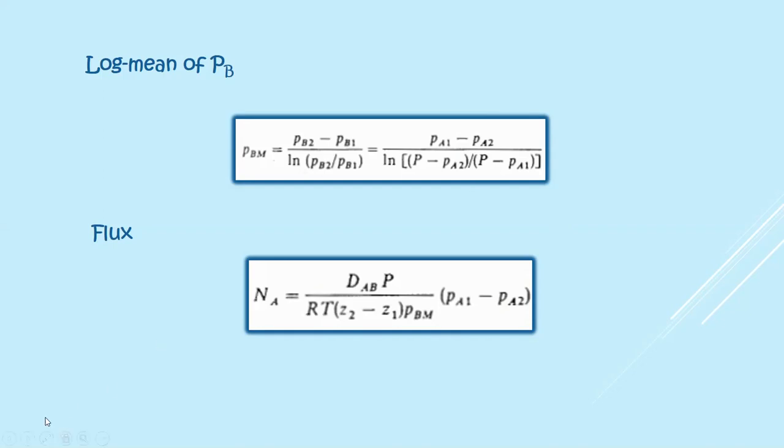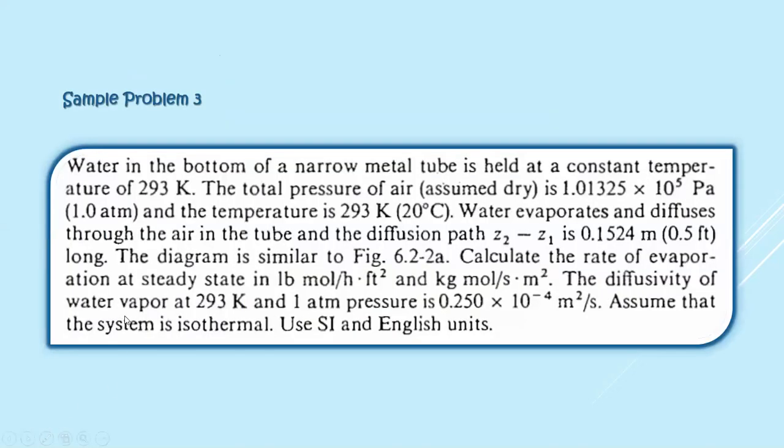So now let's go to the sample problem that we have concerning the application of the two formulas. It's actually a sample problem also in John Coulson's because it's also referring you to a particular figure which he used to discuss the principle or the phenomenon of diffusion of A to B. So water in the bottom of a narrow metal tube is held at a constant temperature of 293 Kelvin. The total pressure, assumed dry, meaning it does not have water vapor, is 1.01325 times 10 raised to 5 Pascal. And this is actually normal atmospheric condition.